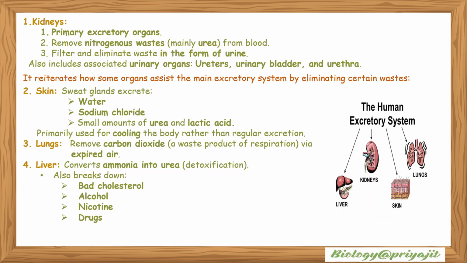Now, what is the kidney? Kidney is the primary excretory organ. It removes nitrogenous waste, mainly urea, from our blood. It filters and eliminates waste in the form of urine. It includes associated urinary organs like ureters, urinary bladder and urethra. It reiterates how some organs assist the main excretory system by eliminating certain waste, like skin. Skin has sweat glands which excrete water, sodium chloride, small amounts of urea and lactic acid. They are primarily used for cooling the body rather than regular excretion. Lungs.